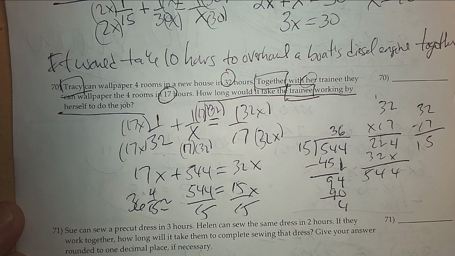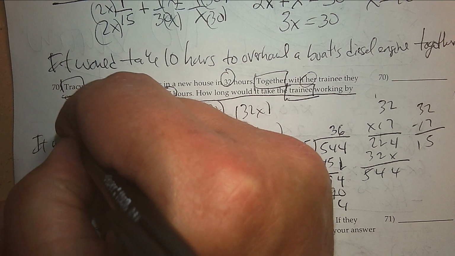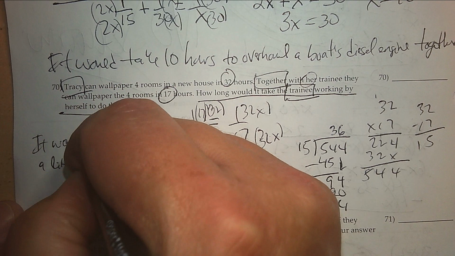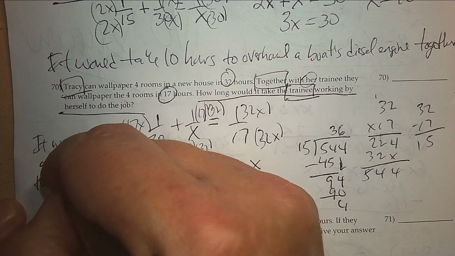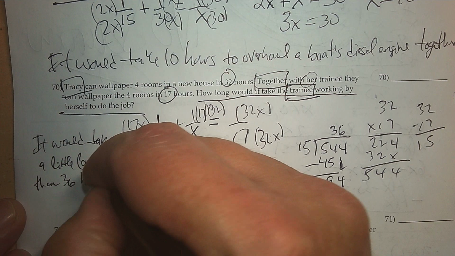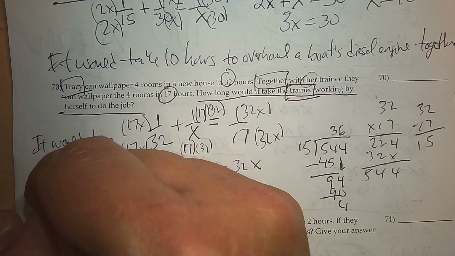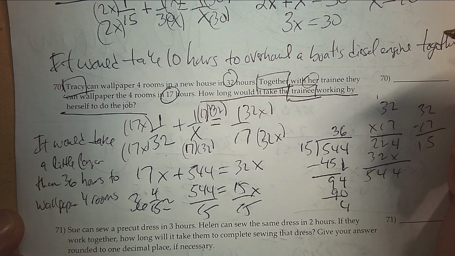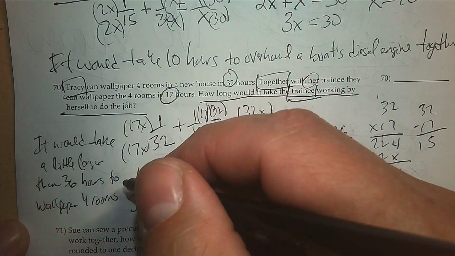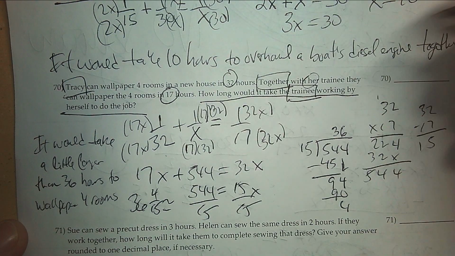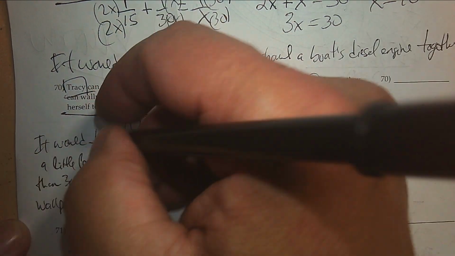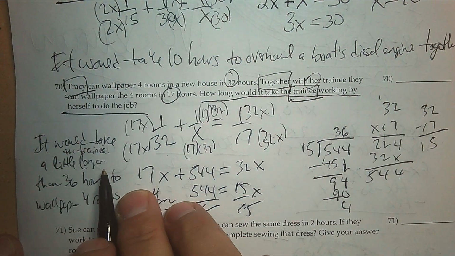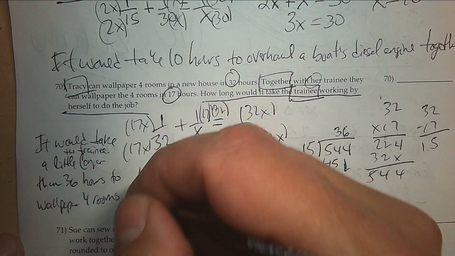And the answer is it would take a little longer than 36 hours to wallpaper 4 rooms. Who's doing this work? The trainee. It would take the trainee. So it would take the trainee a little longer than 36 hours to wallpaper 4 rooms.